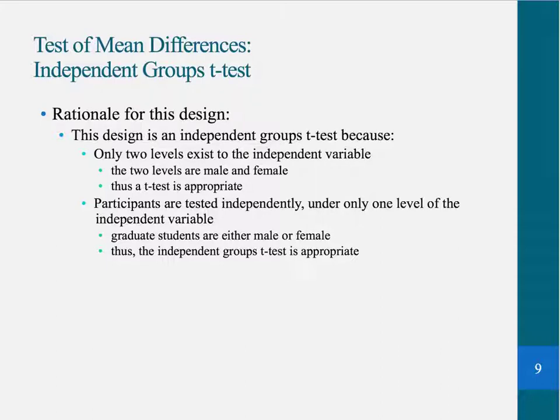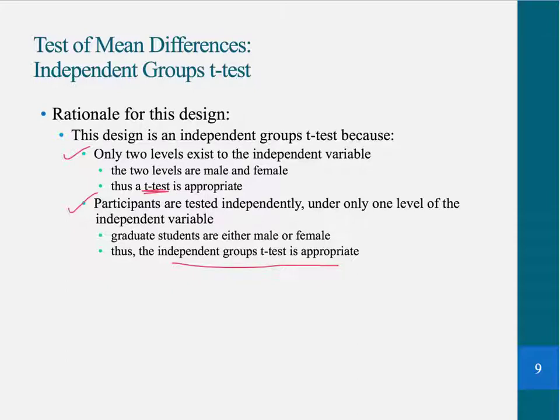The rationale for this design, remember you really want to break apart the rationales so that you fully understand how each of the components work for the t-test. When I ask you for a rationale in the homework, make sure you really follow through these steps. This design is an independent groups t-test because, first, only two levels exist, and the two levels are male and female, thus a t-test is appropriate. Participants are tested independently under only one level. You can't be both male and female, thus an independent groups t-test is appropriate.